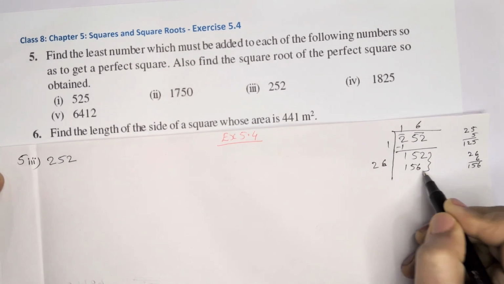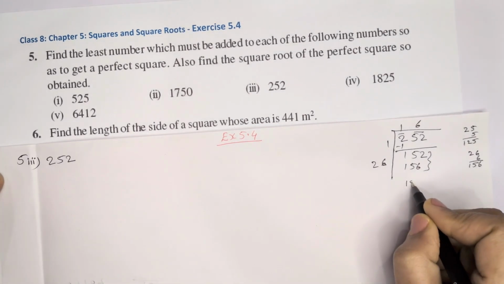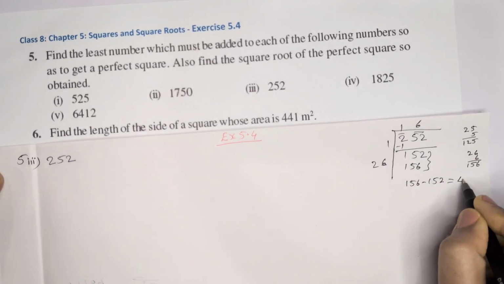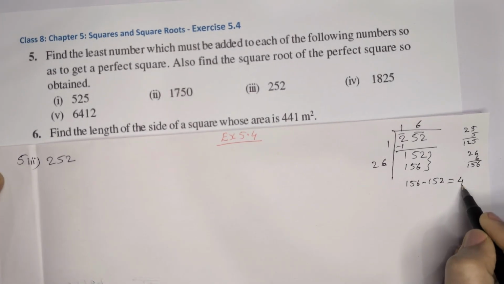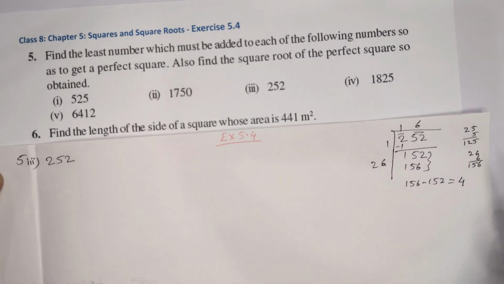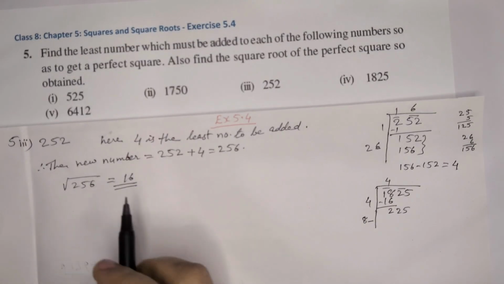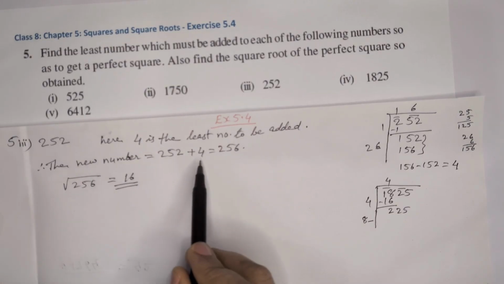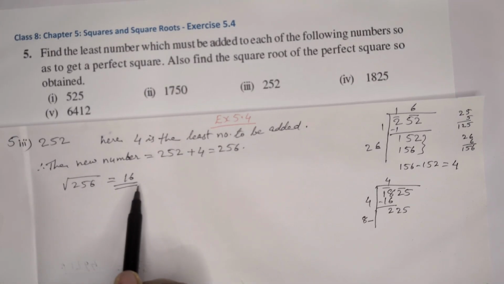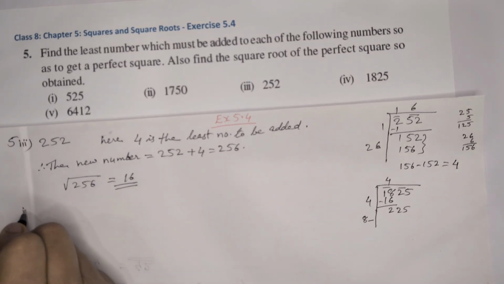Then take the difference of these two. 156 minus 152, which is equal to 4. Now 4 is the least number to be added with 252 to make a perfect square. So we can write the new number is 252 plus 4 is equal to 256 and root of that is 16. Now next number.